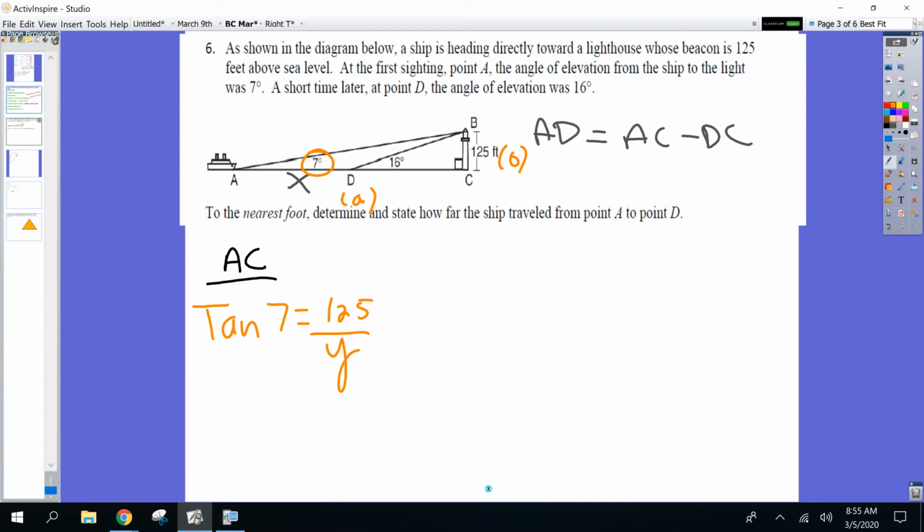You've got to use values from the same triangle. Don't try to mix and match values on me. Values from the same triangle. All right, and then we're going to find DC now. Here we go, DC. Only use values from that triangle.